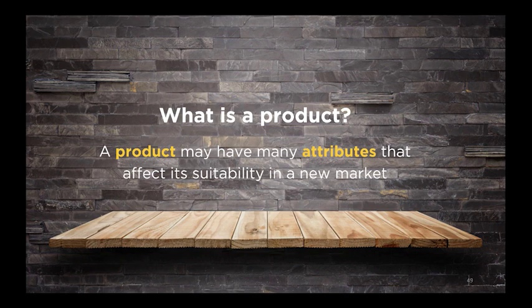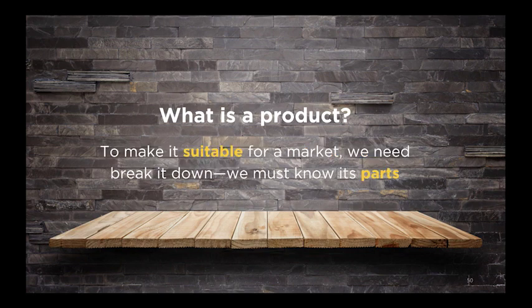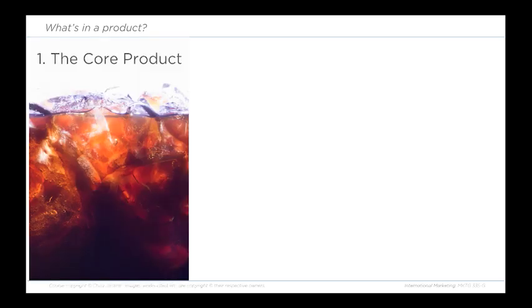And the way it does that is through its collection of attributes. So when we break a product down into its constituent attributes, we can look at each attribute and see if they're suitable for entry into the new market. To make it suitable, we'll break it down and understand the parts. So let's take a look at Coca-Cola. We'll break it into three parts. The first one is the core product. This is the actual beverage. This is the magic formula kept in the vault in Atlanta, right? This is the taste and flavors and constituency of the beverage of Coke.